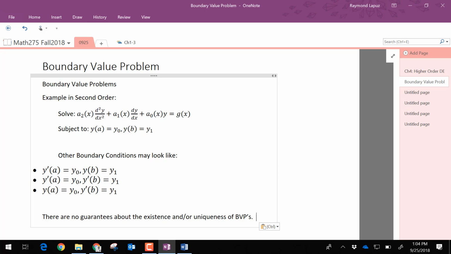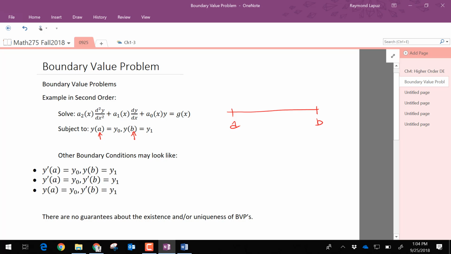So we have a second order differential equation, and then instead of having y of a equal to something and y prime of a equal to something, you have an a and a b as an input for your boundaries. So they give you some information at some points between a and b. Now the information they give you might be a couple of points in a and b. It might be slope in a and then a point on b, or whatever.